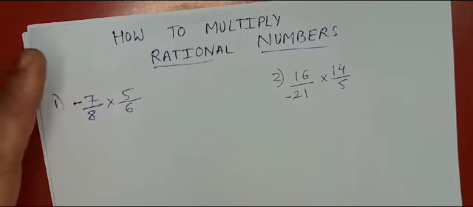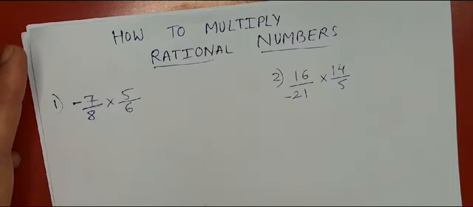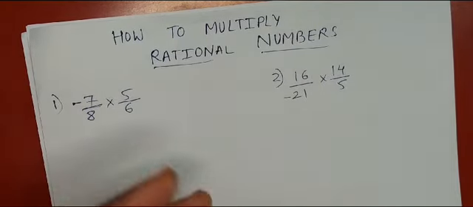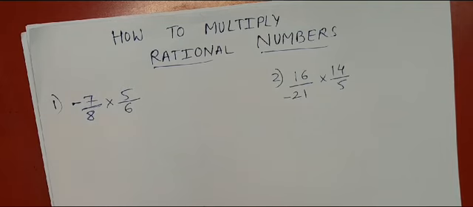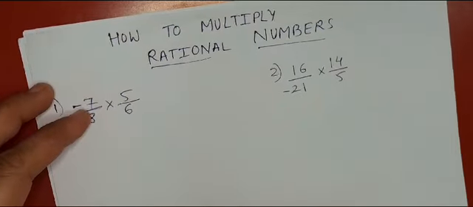In this video, we are going to learn how to multiply rational numbers. I have taken a few examples. Now in order to multiply the rational numbers, we have to multiply numerator with the numerator and denominator with the denominator. Let us start with our first example.